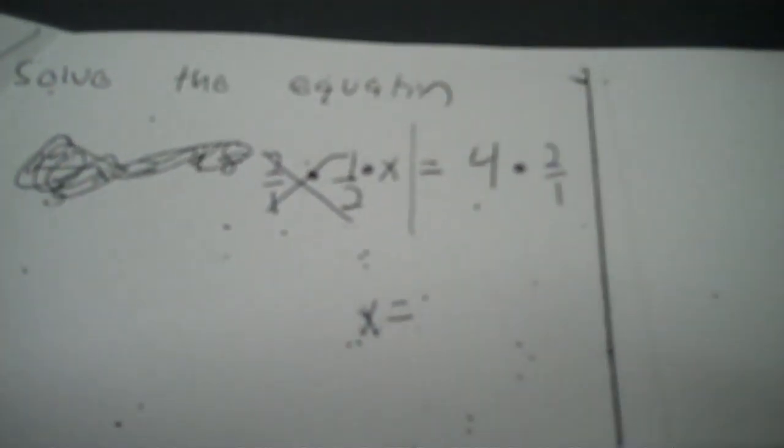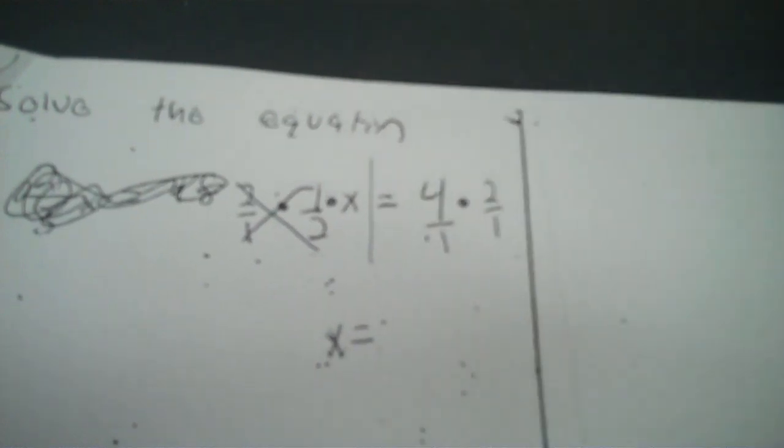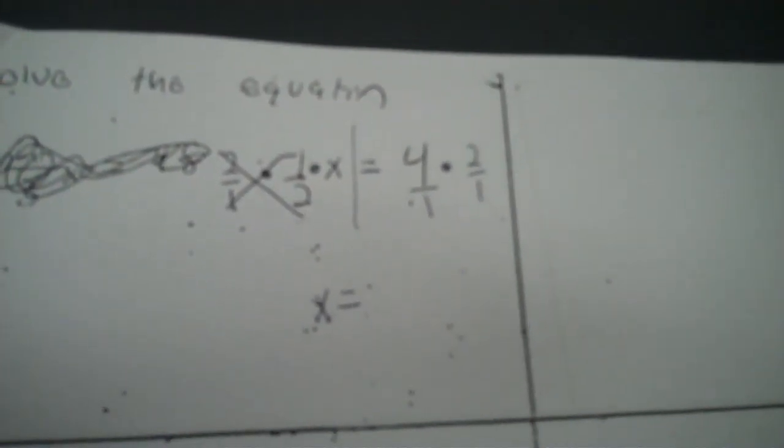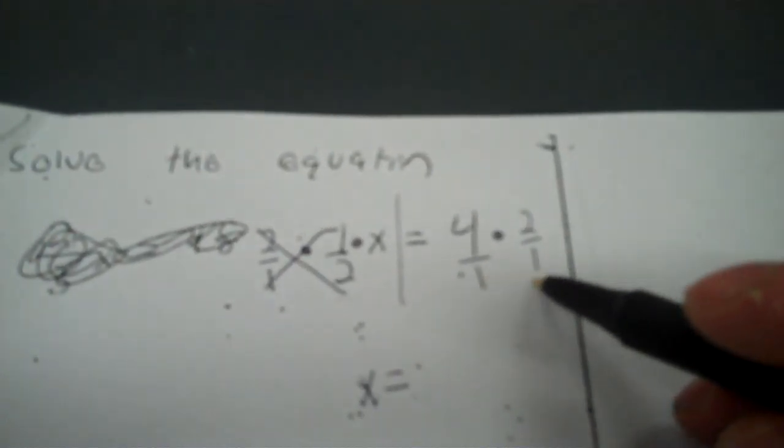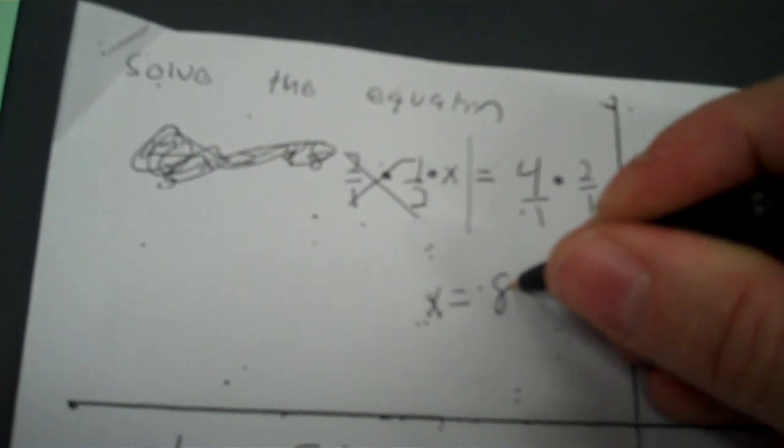Now 4 times 2 over 1. To make that 4 a fraction, I can always put a 1 under it, so I'm able to multiply it by 2 over 1. So you have 2 fractions. 4 times 2 is 8. And 1 times 1 is 1, and then divide the 8 by the 1, and that's 8. So that's how you get 8 off of that. Okay, next problem.